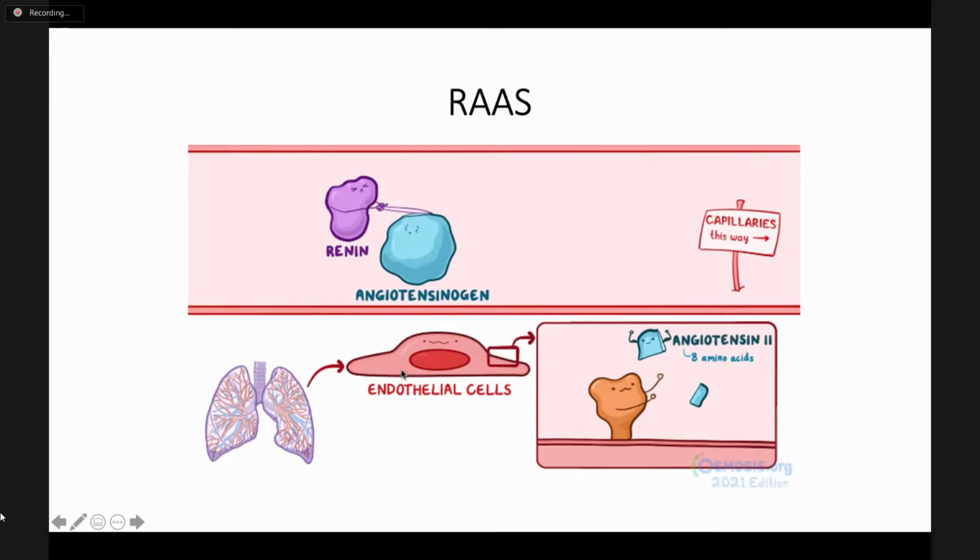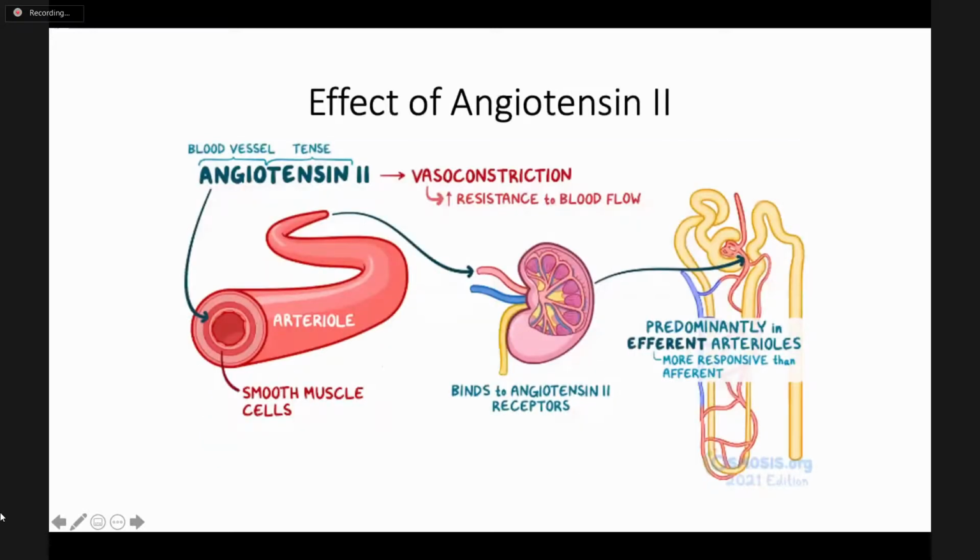Okay, so this angiotensin converting enzyme will cleave angiotensin 1, cleave 2 molecules, and it becomes angiotensin 2, a smaller protein which contains only 8 amino acids, lagi kecil lah angiotensin 2. So there is angiotensin 2. So what will this angiotensin 2 do?